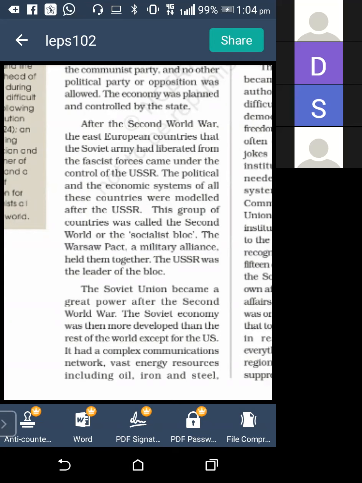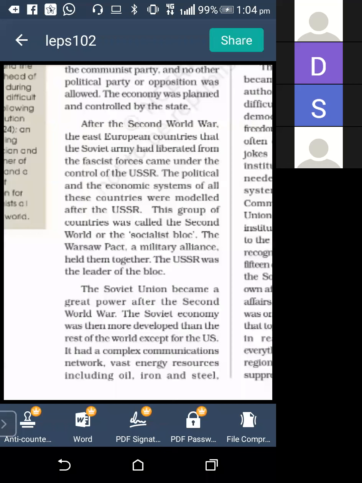So what we had read in two paragraphs: the Soviet system, Lenin, the Soviet bloc or Communist bloc, their principles, what type of principles they follow, and the division of world power. And one military alliance, the Warsaw Pact, held the Soviet bloc together. Clear? Now, next point.